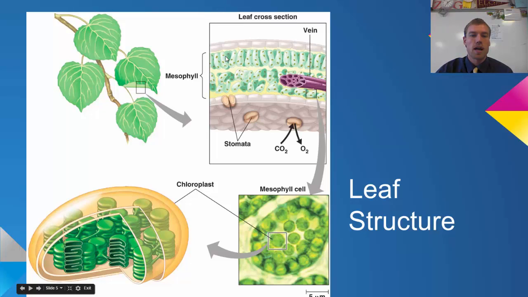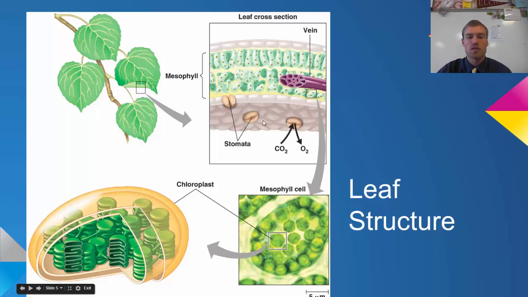Let's take a little look at a leaf structure. We're going to be using plants as our model organism for photosynthesis. Inside the leaf, there's kind of a sandwich thing going on. You've got the outer layers, and then in the middle, you've got the mesophyll, which is where the actual chloroplasts are in cells. And that's where photosynthesis is going to occur. You've got veins that are bringing water and nutrients to the cells, and that's where the food that is produced is going to leave.